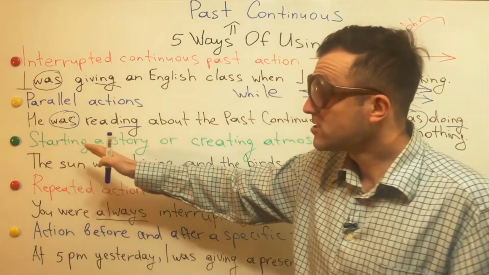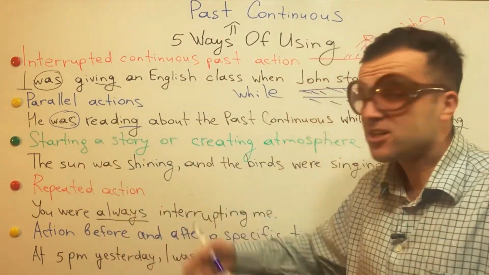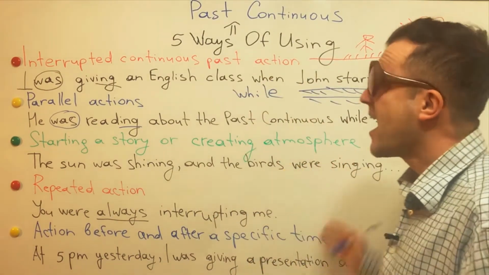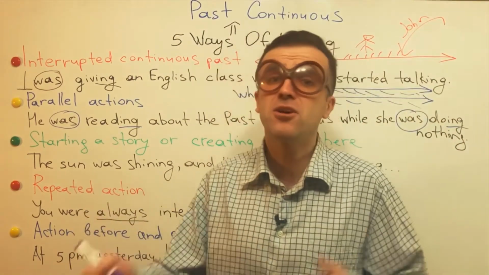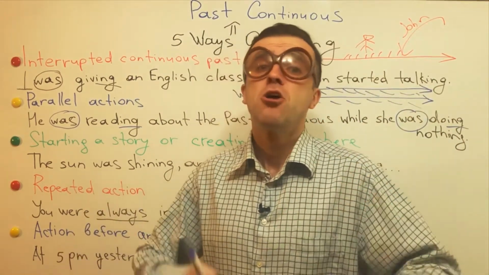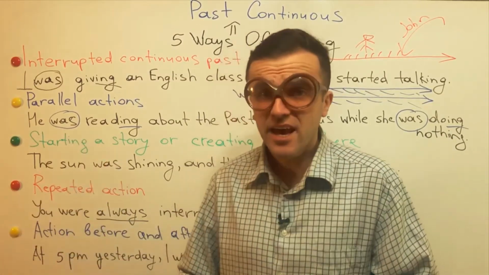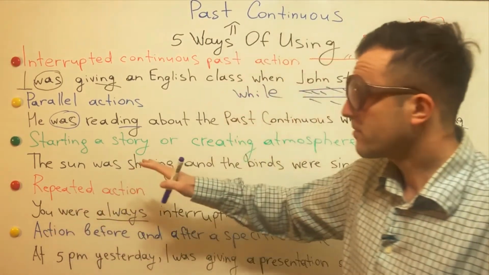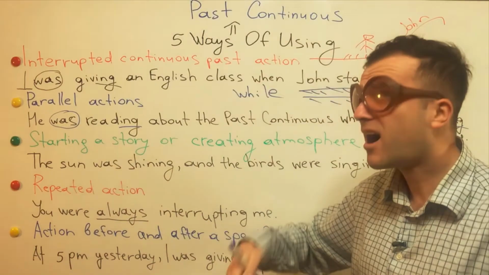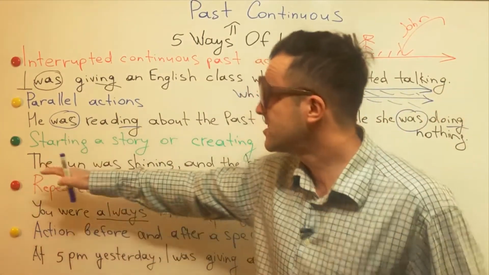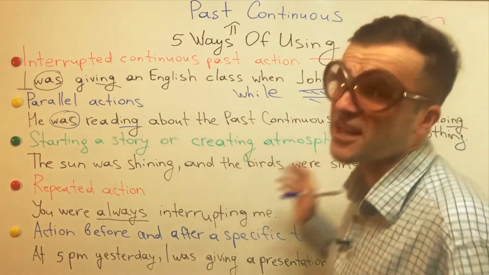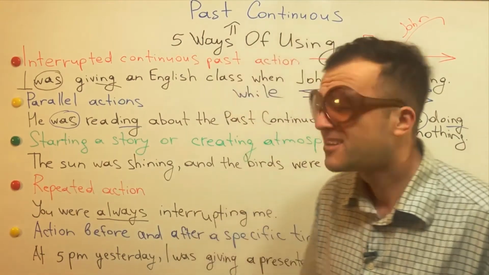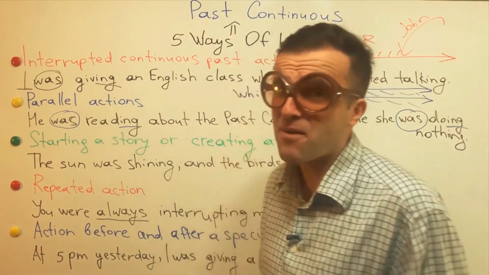In the third way of using the past progressive, we deal with starting a story, or we create atmosphere. Maybe you are writers, maybe you like to write some stories, yes, and usually we start the story from this one. So once upon a time, the sun was shining and the birds were singing and Red Cap left her house, yes? Do you remember that fairy tale about Red Cap?